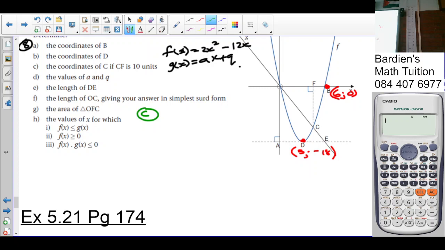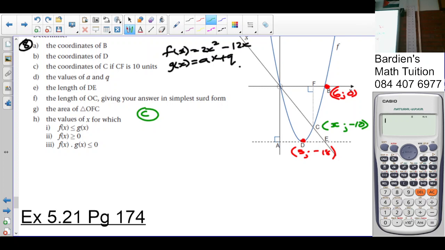The coordinates of C. How do you calculate C? Okay, C is also the point of intersection. If CF is 10 units, CF is 10. So what does that mean to us? If CF is 10, then the coordinates of C is x and minus 10. That's so, because if CF is 10, CF is parallel to your y-axis, so it has a y reading. Not so? From this point to y0, from f y0, it's dropping by 10, so it's going to be minus 10.